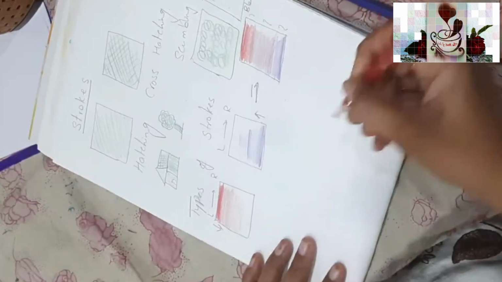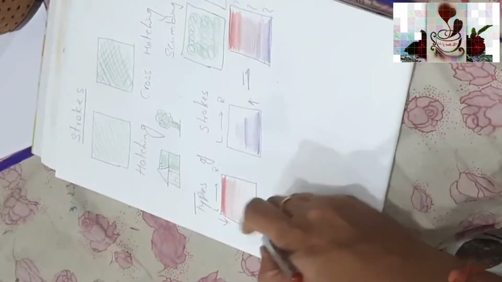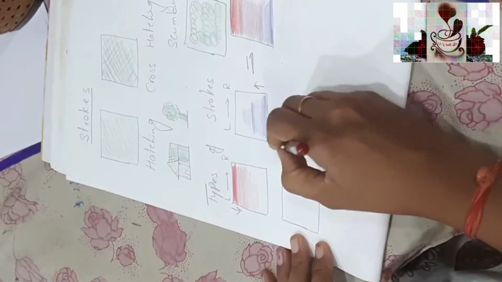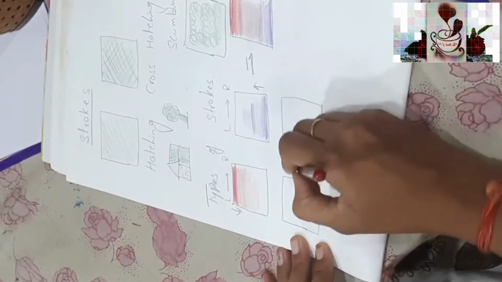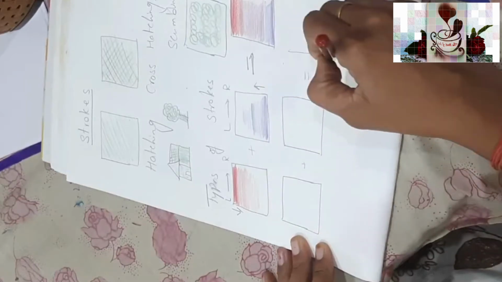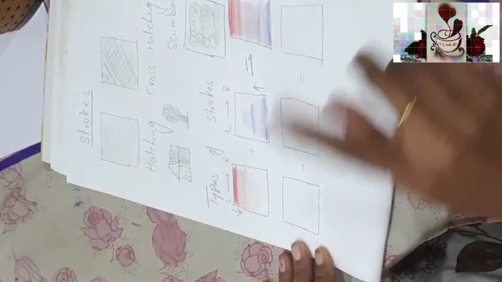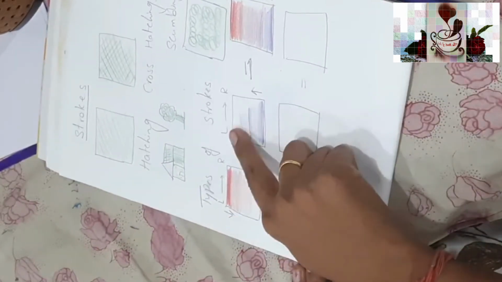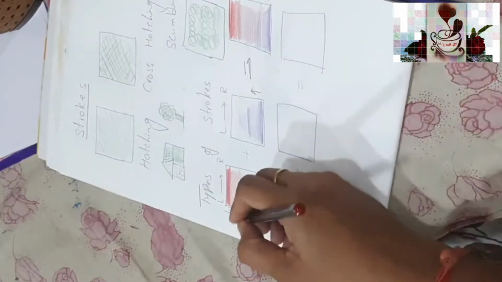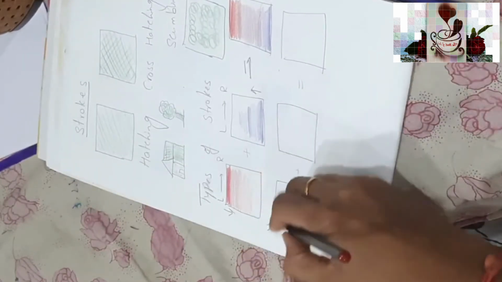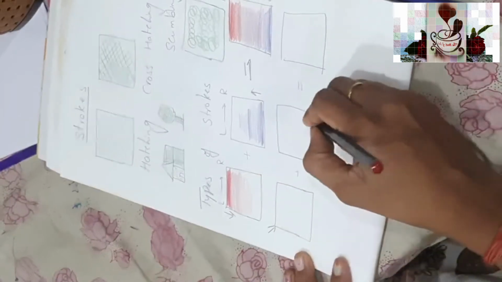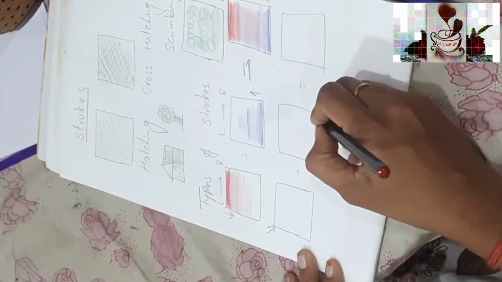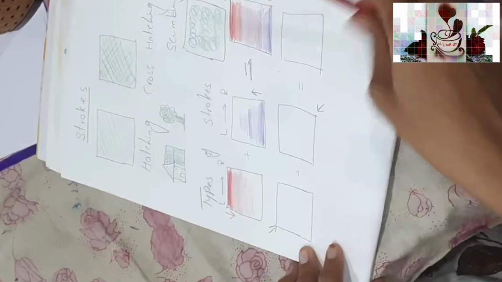Now I'm drawing 3 boxes, but I am following a different direction now, that is diagonal direction. So I finished top to bottom and bottom to top. Now I'll be doing a diagonal direction. Now these strokes will go diagonally, that is top to bottom, and these strokes will go diagonally but from bottom to top. So now I'm using the same colors.